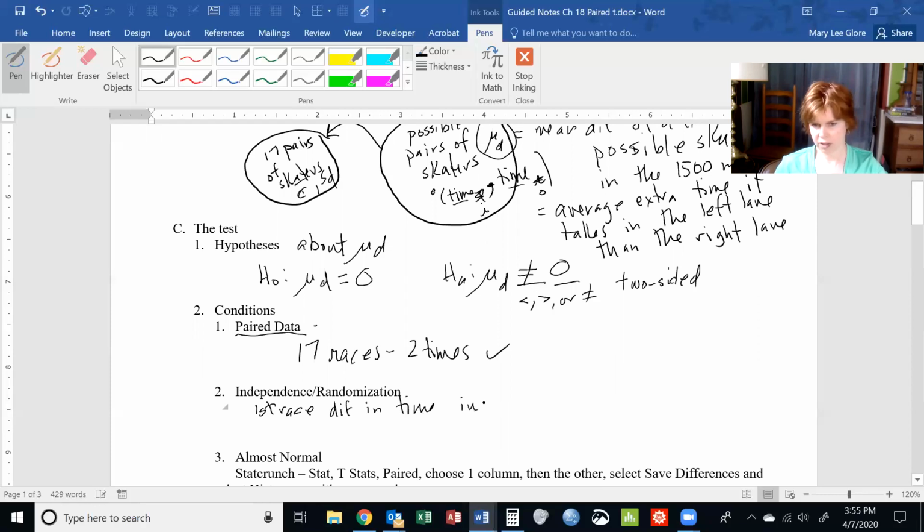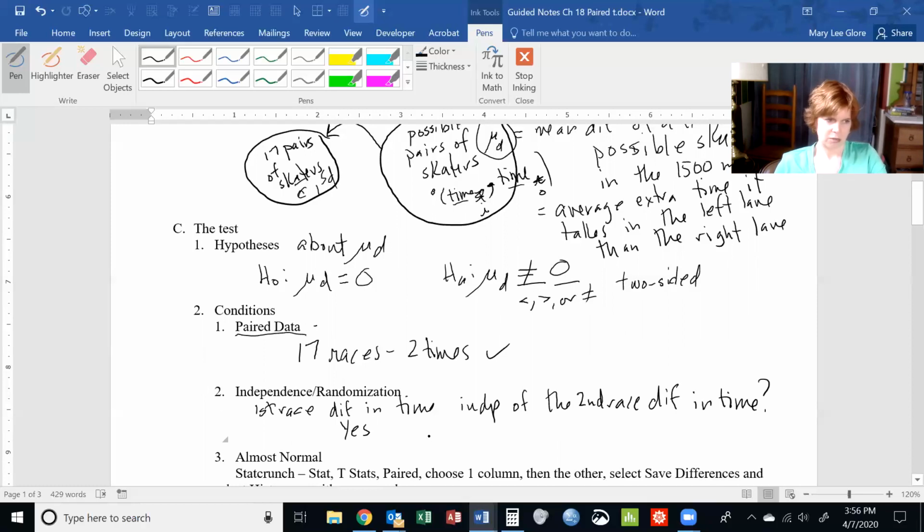All right, independent of the second race difference in time, and so on and so forth. And the answer is yes. The next 2 people are 2 completely different people. Who knows what the difference in time for those are? So this is yes, I definitely have independence.